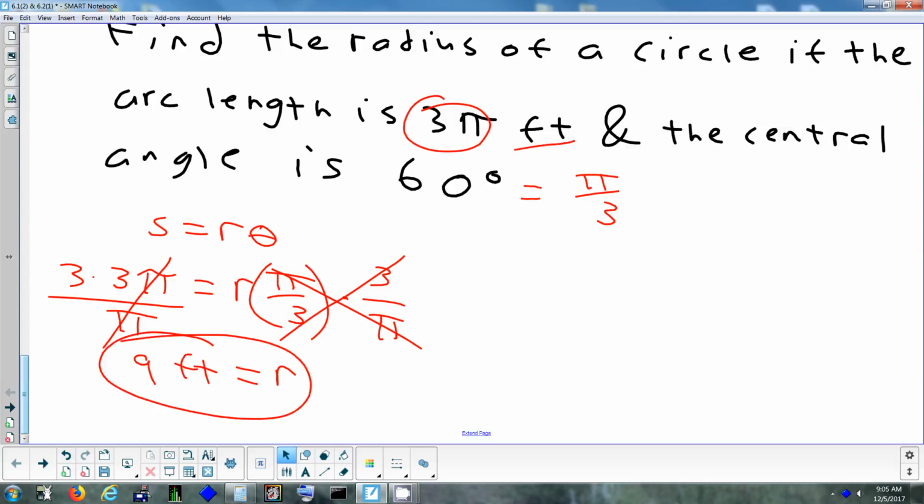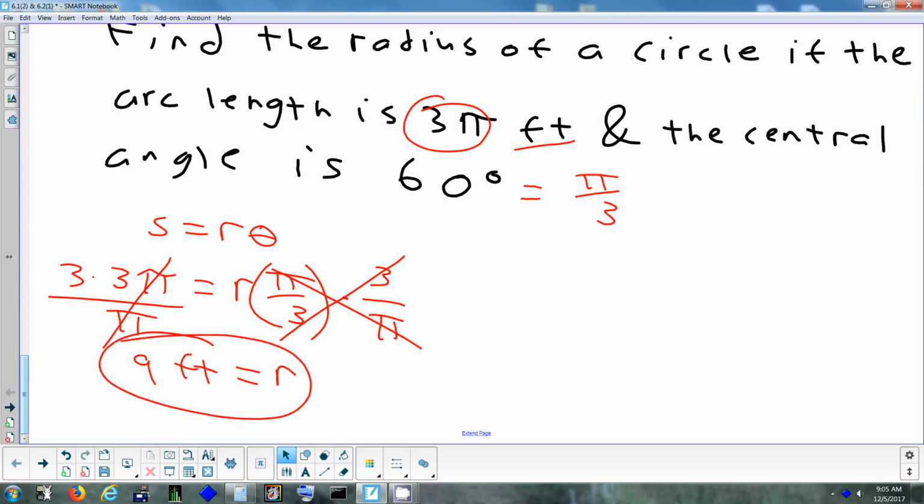Okay, so that problem had a couple things in it. One, you were finding a different variable than the arc length. And 2, you had to change the angle to radians first. The only other variation on this problem would be if I gave you the S and the R and had you find theta. We did the other 2. Any questions on how you would do one like that?